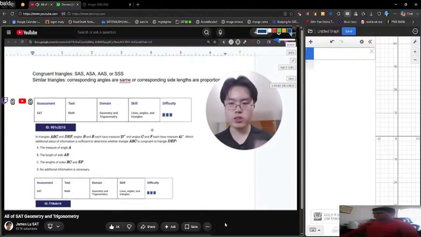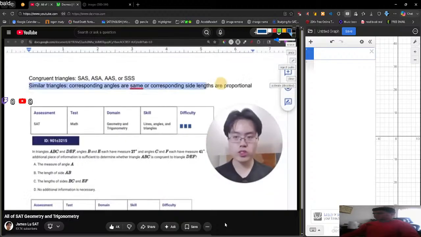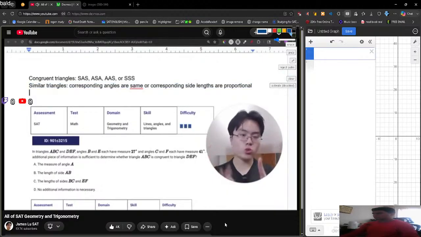Now, there are different ways you can use to prove if something's congruent, and different ways you can use to prove if something's similar. Let's actually go over similar triangles first, because we already went over that earlier in this video, and we can just do a quick refresher. There are two ways to prove similar triangles. There's only two, by the way.